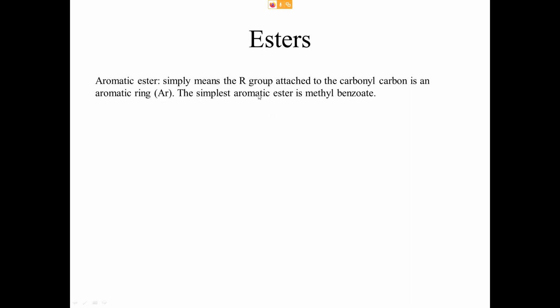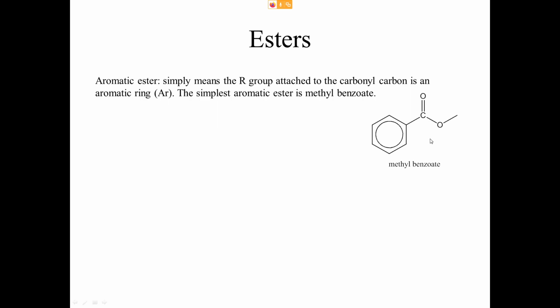So the simplest aromatic ester is called methyl benzoate. Here's a picture of it. So the first word, methyl, is describing what? What's on the oxygen? What's on the single bonded oxygen? Just like before, it's a methyl group, and that's very common. And what's on this side, this main chain? Ignore the methyl, what would this be?